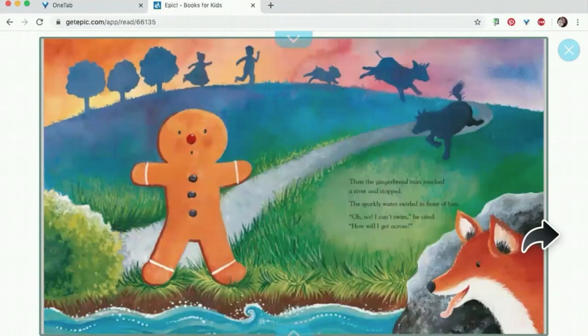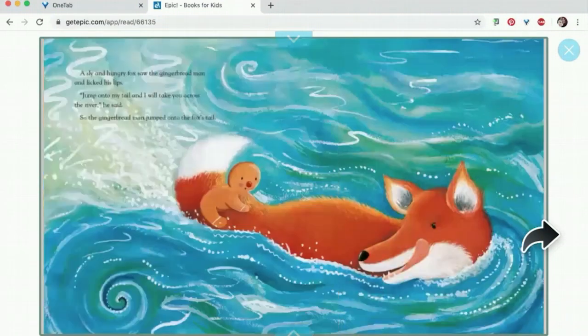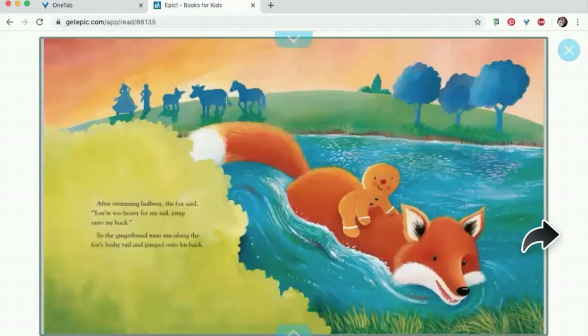Then the gingerbread man reached a river and stopped. The sparkly water swirled in front of him. "Oh no, I can't swim," he cried. "How will I get across?" A sly and hungry fox saw the gingerbread man and licked his lips. "Jump onto my tail and I will take you across the river," he said. So the gingerbread man jumped onto the fox's tail.